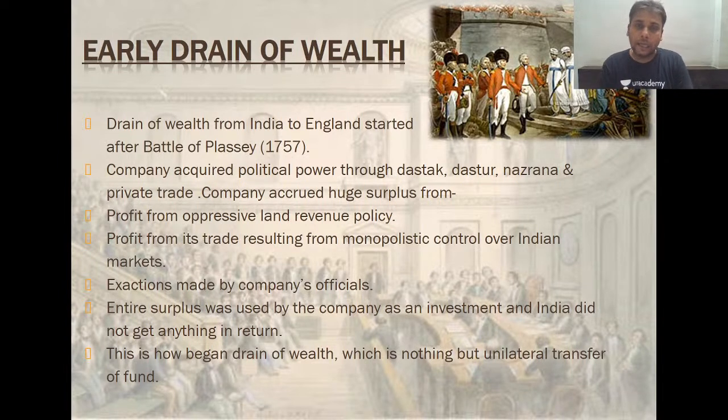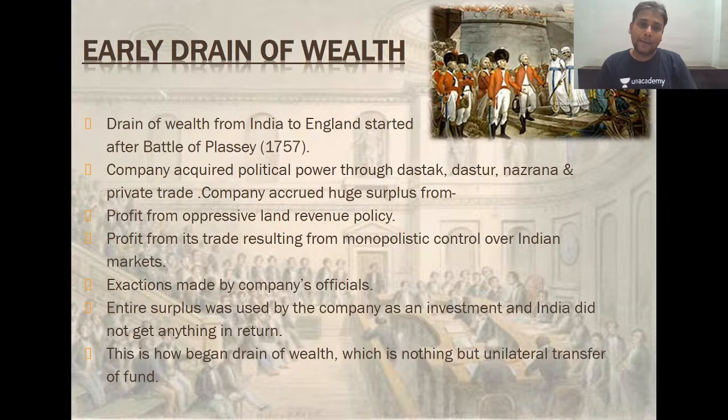Getting the points clear? Now English East India Company entered into a conspiracy with Mir Jafar, who was commander-in-chief of the Nawab of Bengal. They told Mir Jafar that if you help us in defeating the Nawab, we will make you the next Nawab. So Mir Jafar and English East India Company destroyed the Nawab of Bengal, Siraj-ud-Daulah, in the Battle of Plassey. Hope the points are clear.